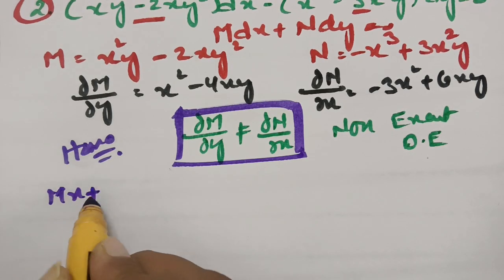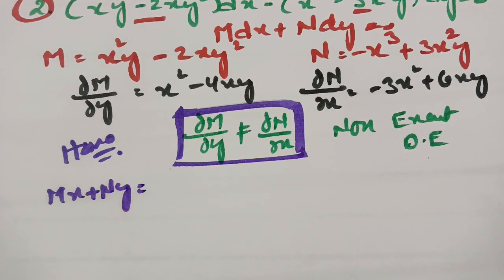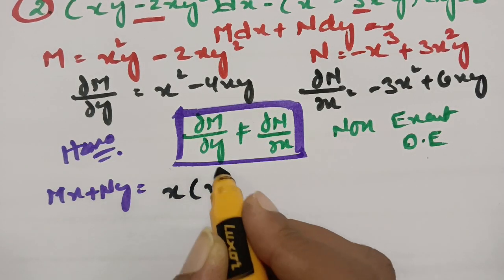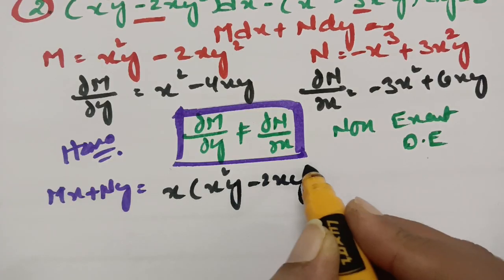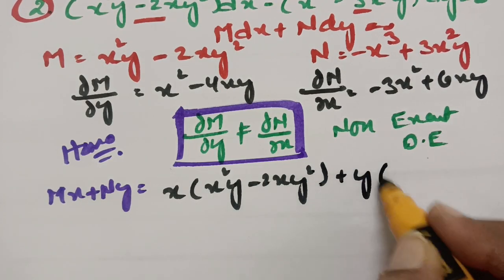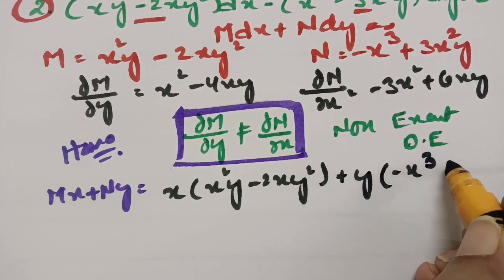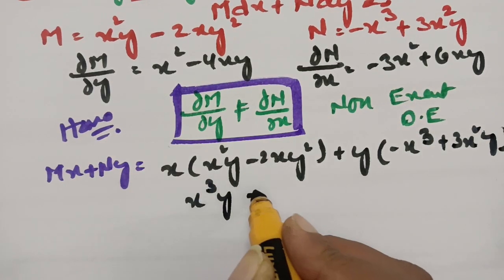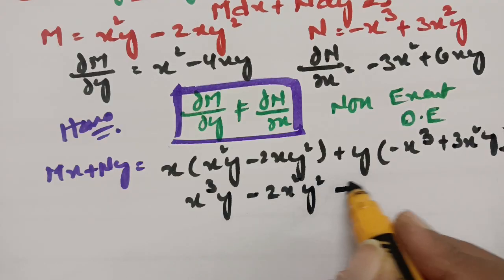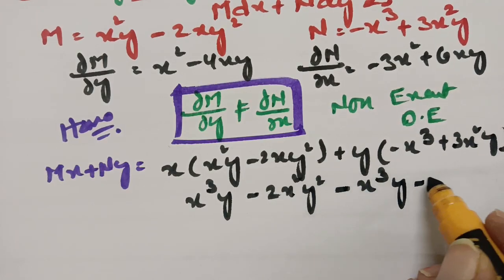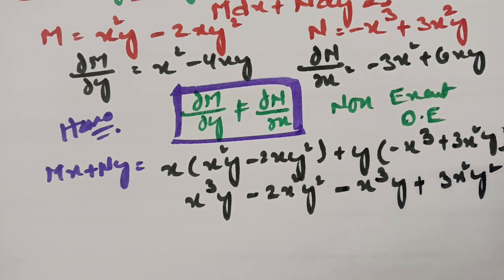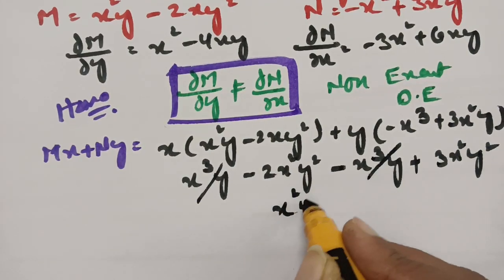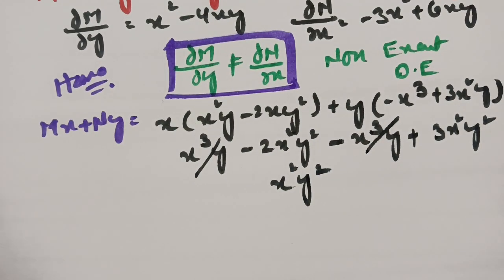For that, I am calculating Mx plus Ny. This value is M, so Mx is M into x, that is x square y minus 2xy square, plus y times of minus x cube plus 3x square y. If I multiply, this will be x cube y minus 2x square y square minus x cube y plus 3x square y square. Here if I cancel these two, 3 minus 2 is one time, that is x square y square. Now what is our integrating factor?